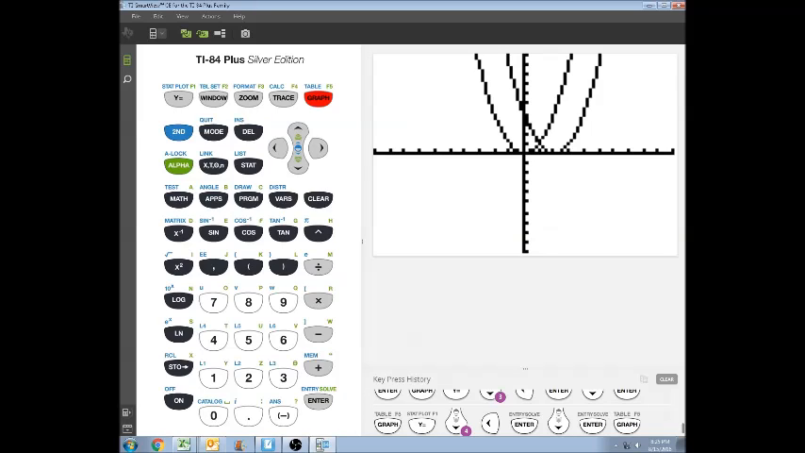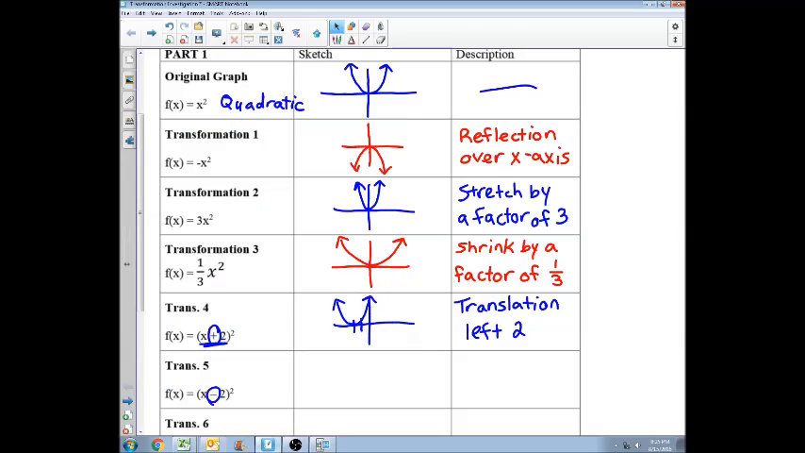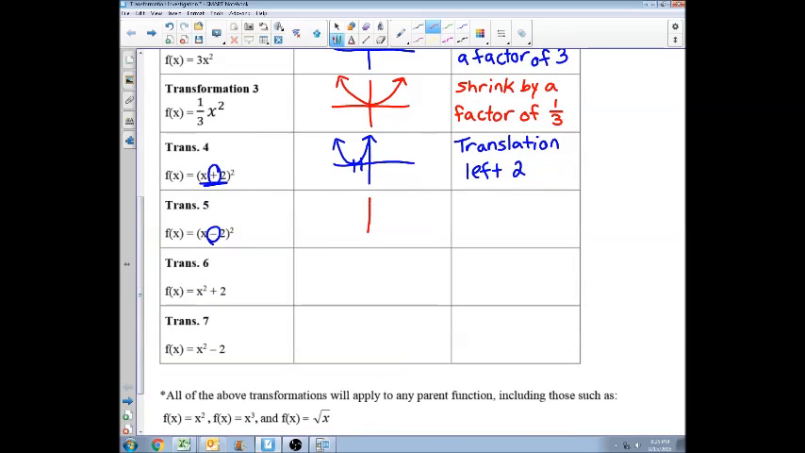So as you can see here, my original graph started at 0, 0. My new graph has moved 2 places to the right. So I'm going to go ahead and graph that now on my paper. Two places to the right. So just like the one before it, it will be a translation. And yes, you do have to write the entire word translation.